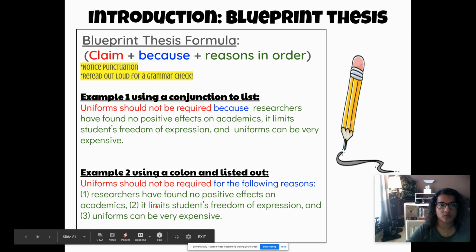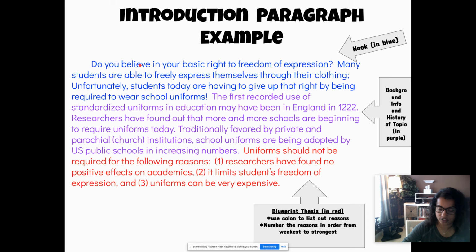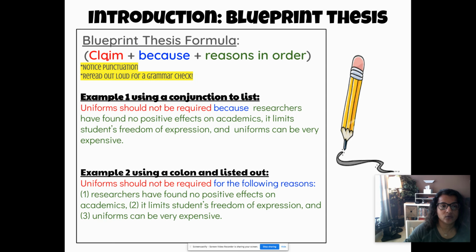I'm going to share a few more examples with you. So when you're writing your blueprint thesis, I color coded it to kind of show you how to write it. So in red will be your claim. Blue is the word because. And then the green are all of our reasons.